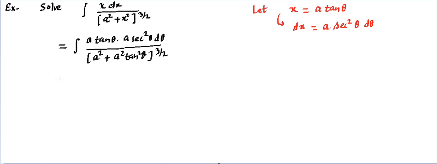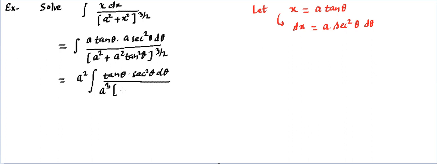If you carry a bit more ahead, you will find that a square will be coming from the upside. Within this integration there will be tan theta and sec square theta d theta divided by, in the denominator, you can take this a square outside, so there is a raised to the power 3 by 2, and you will find a cube coming outside, and inside you will find 1 plus tan square theta. 1 plus tan square theta is a formula. We know this 1 plus tan square theta, using trigonometry, becomes sec square theta.